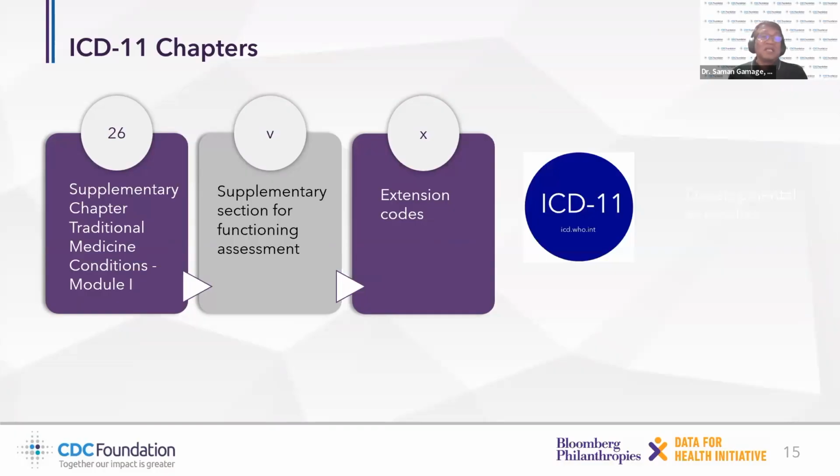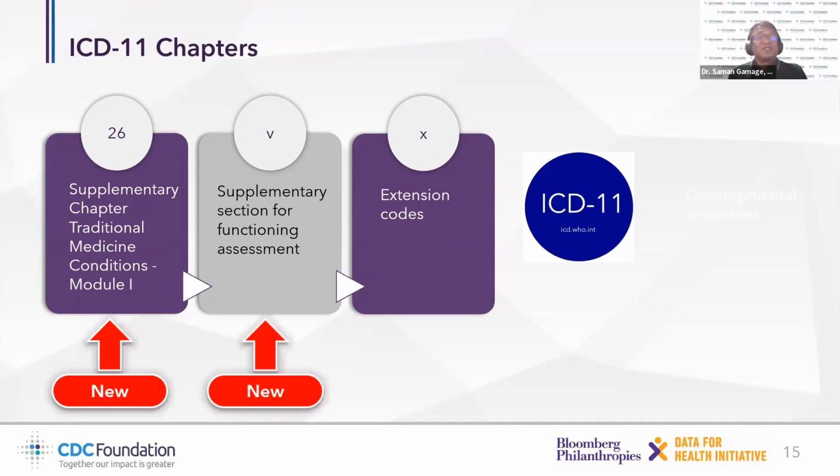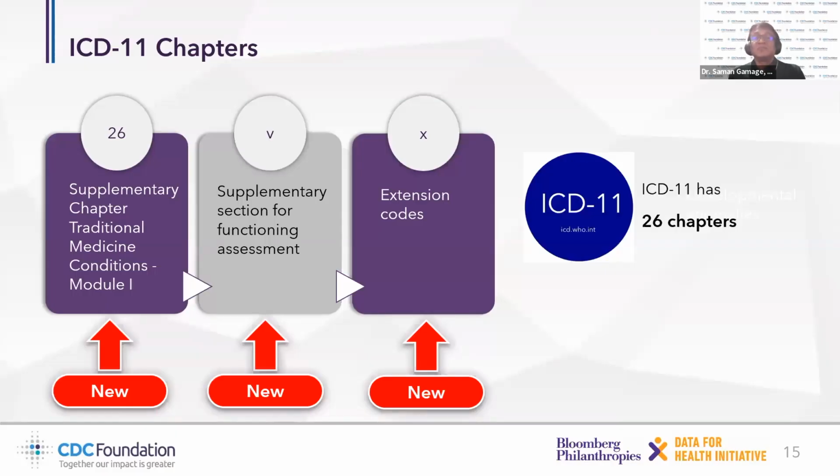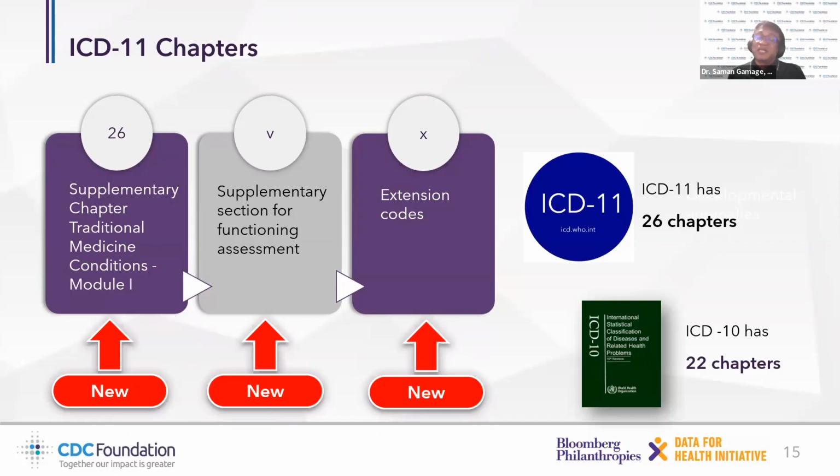Then there are 3 new sections. Chapter 26, supplementary chapter, traditional medicine conditions, module 1. Then a supplementary section for functioning assessment, and then there's another section to include extension codes. So these are newly added sections to ICD-11. As you know, ICD-11 has 26 chapters and ICD-10 has 22 chapters.